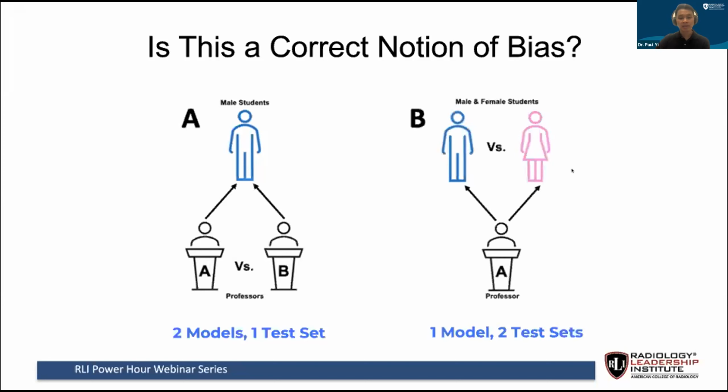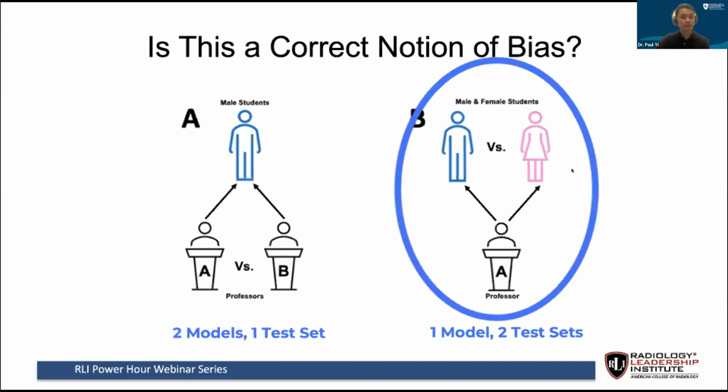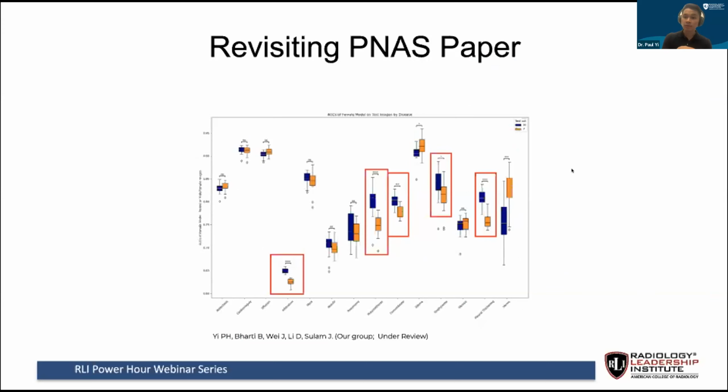I would submit to you that something more intuitive is if we ask, is Professor A biased because maybe this professor grades males higher than females or vice versa? This would be like doing one model in two test sets. Our group reproduced these results. We found the same exact findings, which is good for science. But when we re-performed this analysis using this one model, two test set paradigm, we actually found that the results flipped, where a lot of these biases that were identified either didn't show up or actually favored males, regardless of the training set breakdown. So what this means is that fairness and bias in these deep learning models isn't so straightforward.